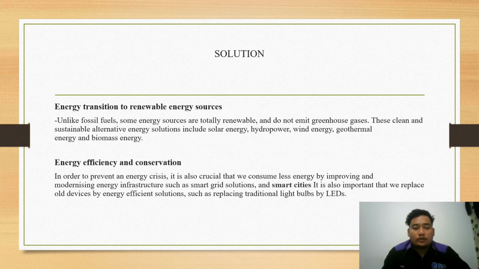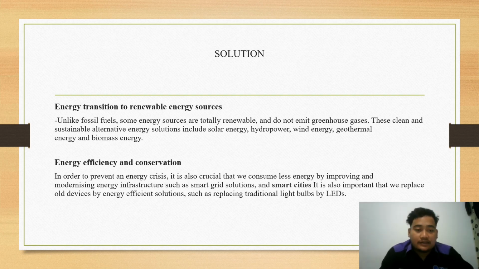Okay, so for the solution, it has two solutions. For the first is energy transition to renewable energy sources. Okay, unlike fossil fuels, some energy sources are totally renewable and do not emit greenhouse gases. This clean and sustainable alternative energy solution include solar energy, hydropower, wind energy, geothermal energy, and biomass energy.